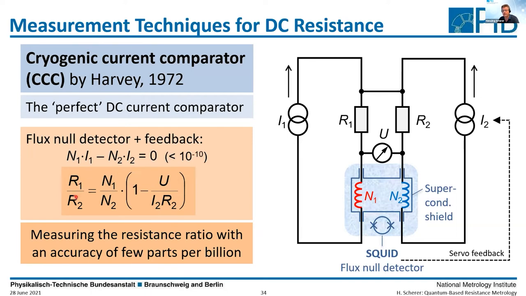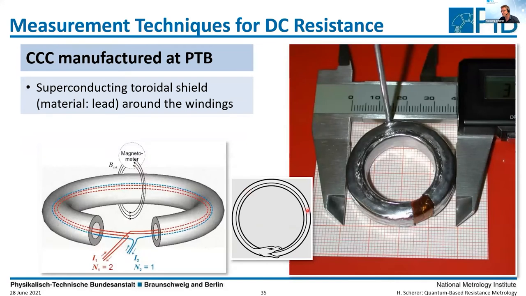And then you can derive the value of the ratio of the two resistances, which is then given by the ratio of the numbers of turns of these two coils here, including the small, remaining signal on the null detector of your nanovoltmeter. And this enables us to measure resistance values with an accuracy of a few parts per billion. Here you see some pictures that show such a cryogenic comparator as fabricated by PTB.